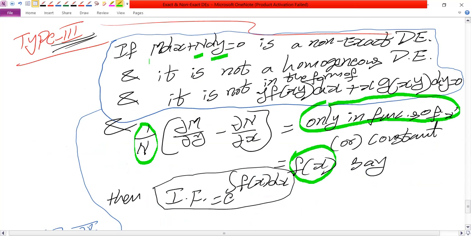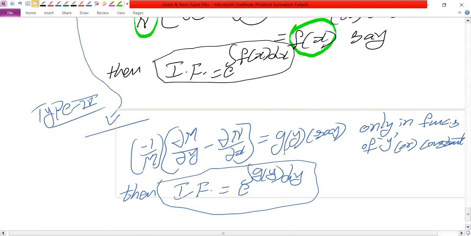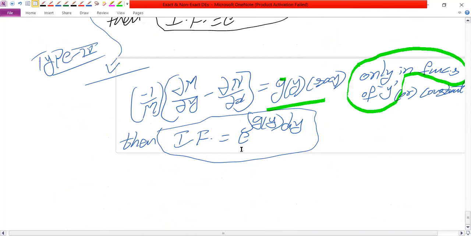Whenever we are taking type 4, we are taking minus 1 by m. M is the coefficient of dx. So minus 1 by m into dou n by dou x minus dou m by dou y should not be in functions of x. So it is only in functions of the y variable. This is very important. Once you understand whether it belongs to type 1 or type 2, you can easily identify the integrating factor. And while we are discussing the problem, I'll tell you whether we have to take 1 by n or minus 1 by m.